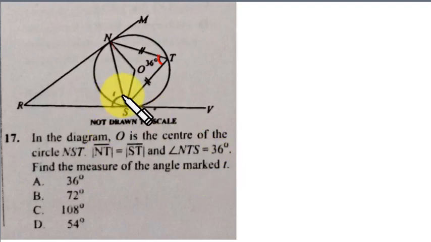All right. So there's the angle marked T. The angle marked T is between a tangent. There is a tangent. The line RV is a tangent at S.